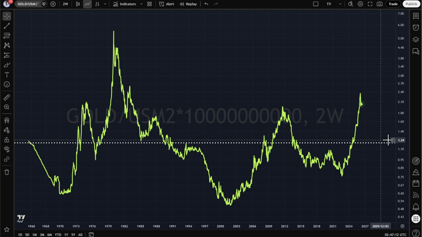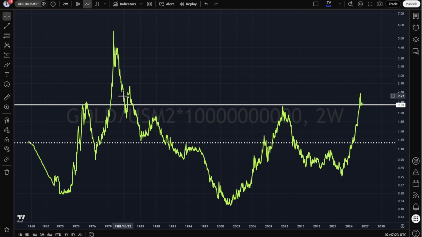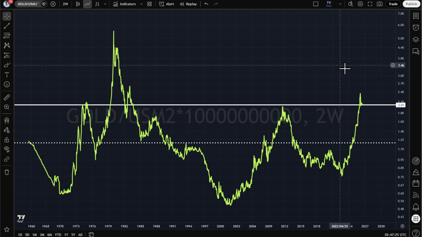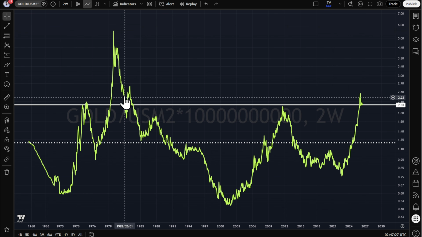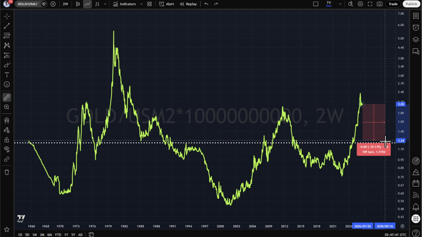And this dotted line here, that's the average ratio of the gold price to the money supply. So just based on that, you can already say that there haven't been too many points in history where gold was much more expensive relative to the money supply. Only the end of the 1970s, the beginning of the 1980s, that's where gold was more expensive compared to today. So maybe gold has some way to give.